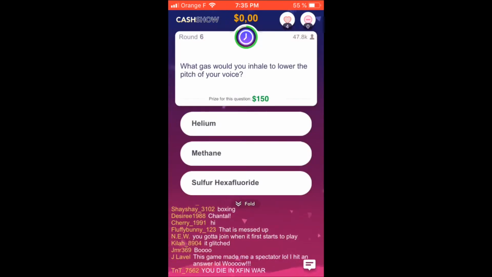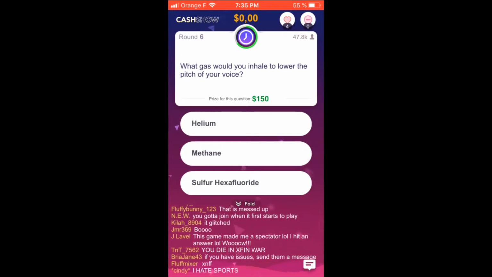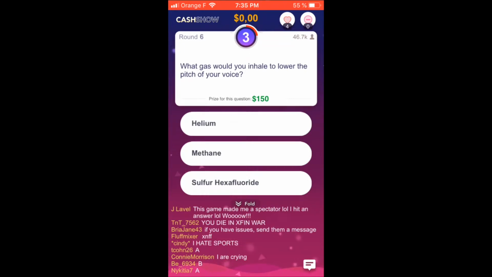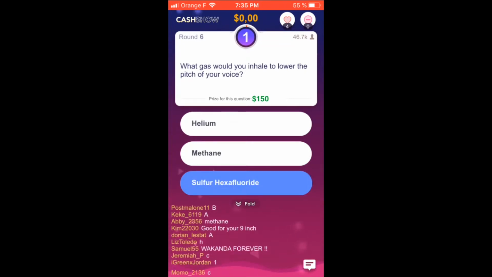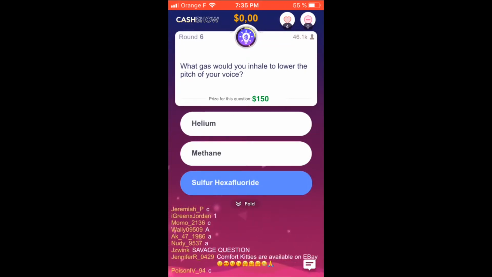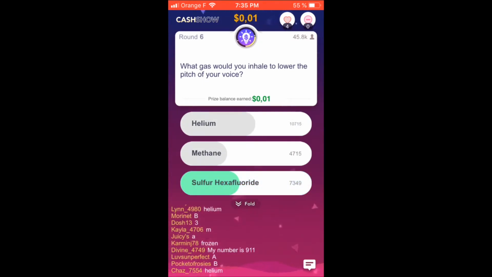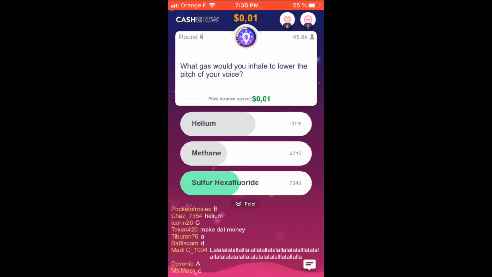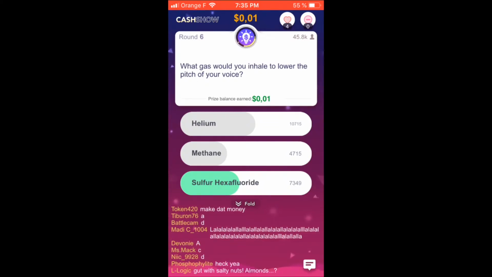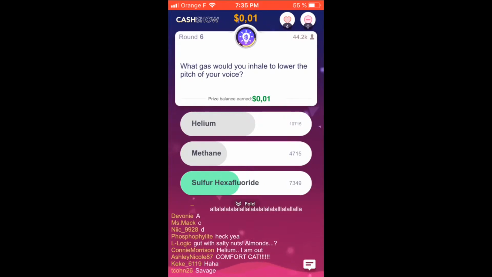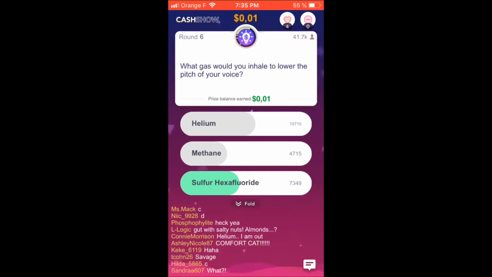What gas would you inhale to lower the pitch of your voice? Helium, methane, sulfur hexafluoride. Well, if you weren't born with a rich, deep, bassy voice like mine, you can turn to sulfur hexafluoride. It is 6 times heavier than air, making it have the opposite effect of helium when consumed. I can't wait.